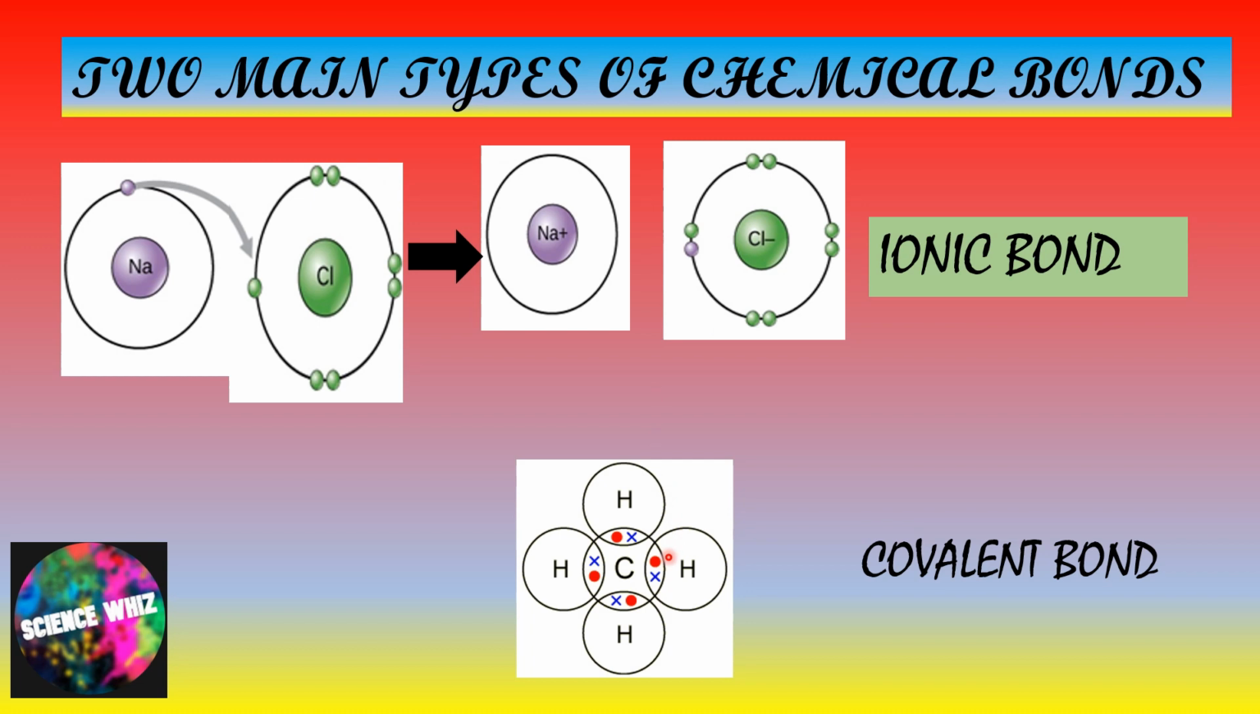Whereas in a covalent bond, the bond is between non-metals with similar electronegativities. Here atoms share electrons in the outer orbitals. For example, methane, CH4. Covalent bonds are of two types: polar covalent bonds as well as non-polar covalent bonds.